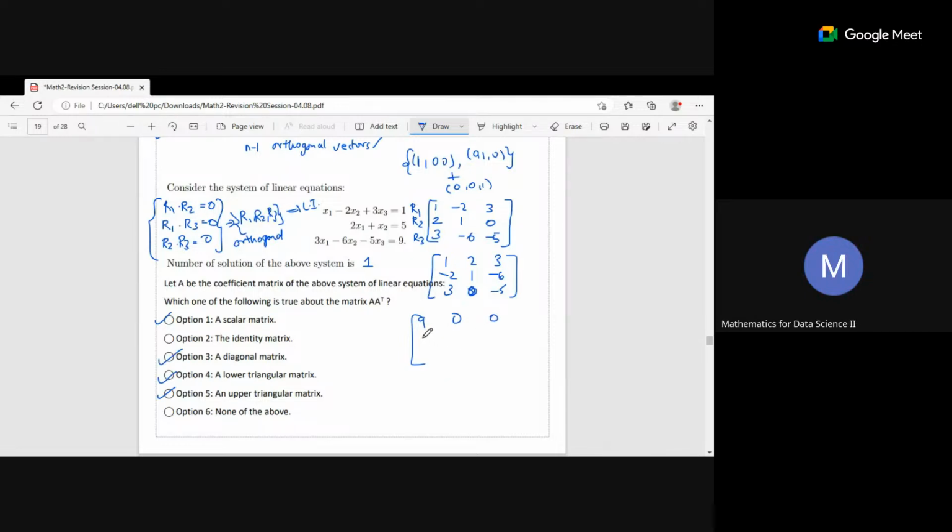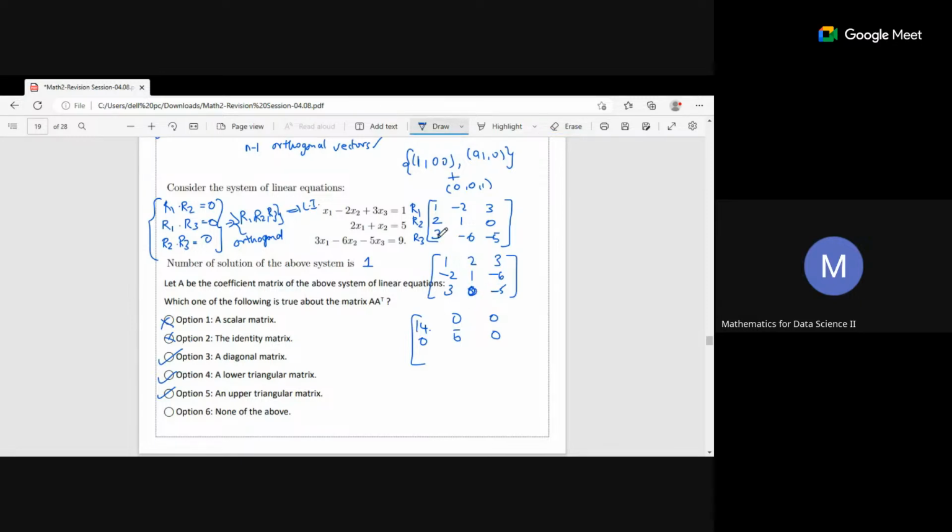And then R2 dot R1 is again 0. And then what is R2 dot R2? This is R2 into R2 again, so 4 plus 1, 5. It is just a diagonal matrix. The first element is 1 plus 4 plus 9, right? Yeah, that's 14. 1 plus 4 plus 9.